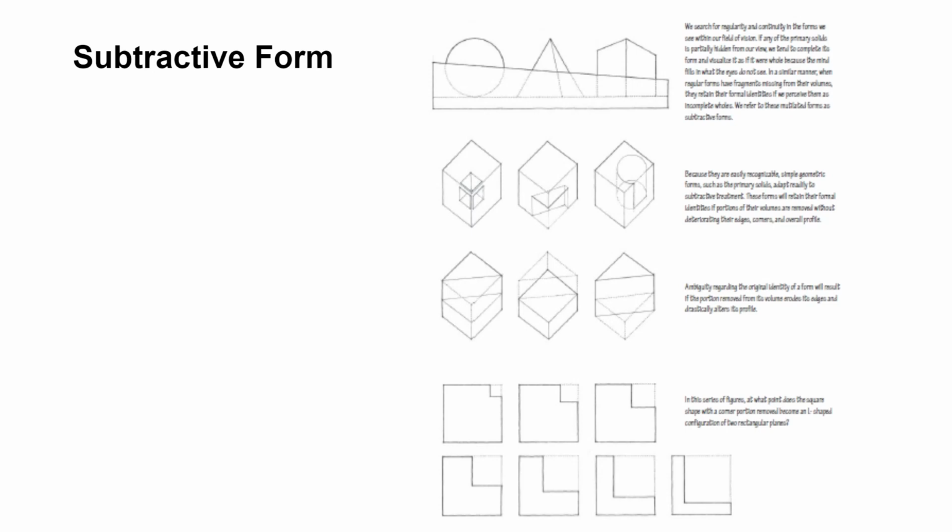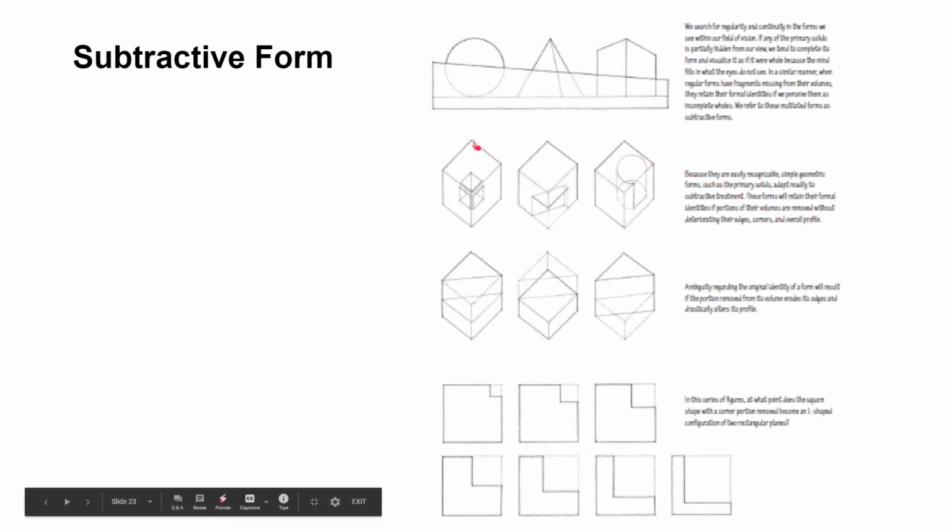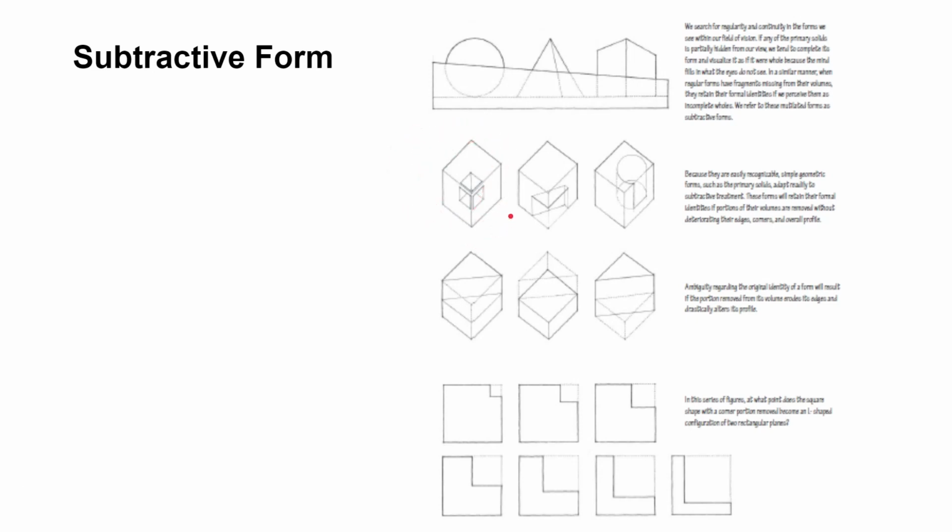Okay, subtractive form. In subtractive form, we search for regularity and continuity in the form, so we see within our field of vision. With subtraction of form, these are easily recognizable because simple geometric forms such as the primary solids adapt relatively to the subtractive development. These forms will retain their formal identity, which was once a cube, and then you have portions of the volume that are removed.